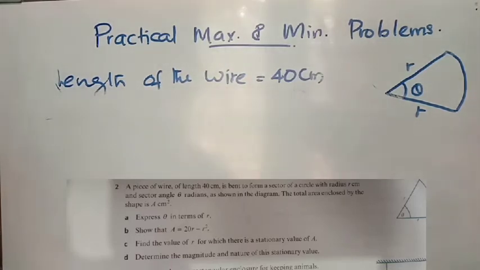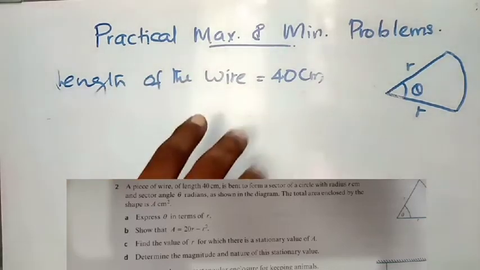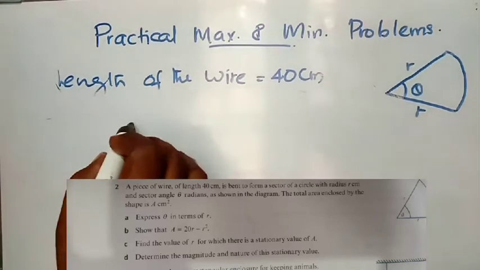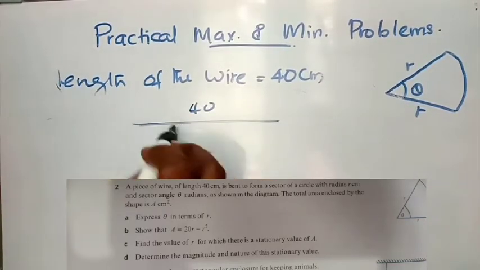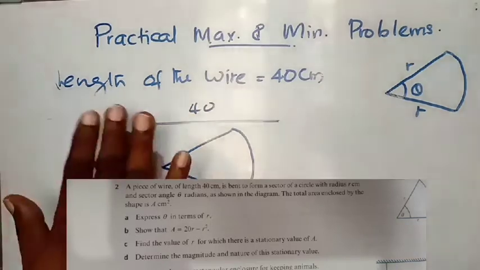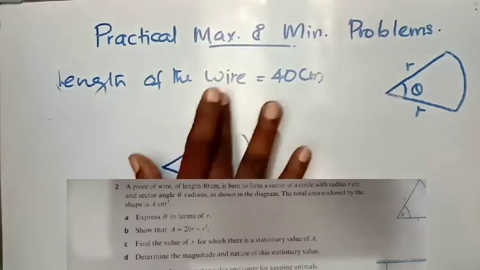sector angle theta radian. So we have a wire of length 40 centimeter. It is bent and formed a sector. So this is the main concept which is given in the question.